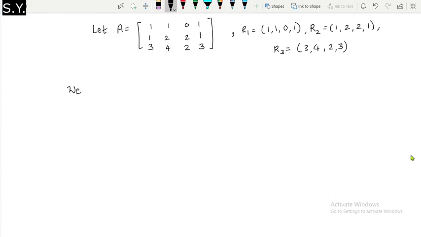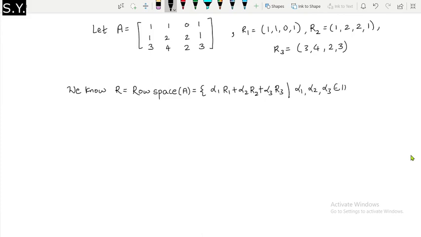So we know the row space of A, I will call it R. The row space of A is equal to the set of all alpha 1 R1 plus alpha 2 R2 plus alpha 3 R3, such that alpha 1, alpha 2 and alpha 3 belong to R.